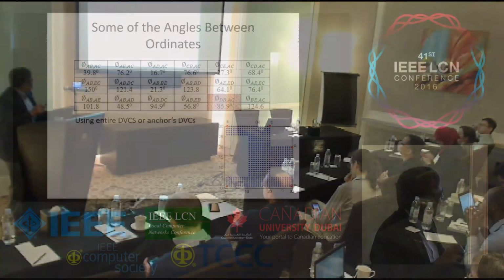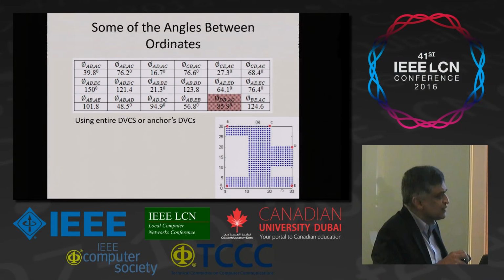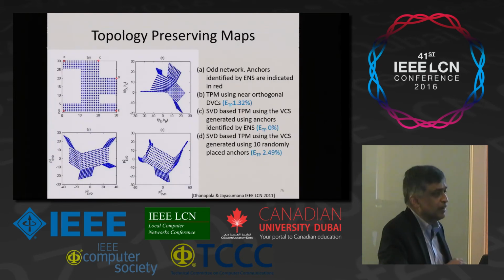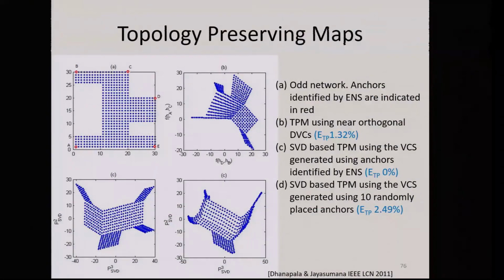So I plot the coordinates of each of these nodes in terms of the directional virtual coordinate for DB and the directional coordinate for AC. I should get a good plot. So this is the plot I get. Just by taking one squared minus the other squared and finding this, I can now plot this without going to the singular value decomposition. So that's another map. The distortion is different.